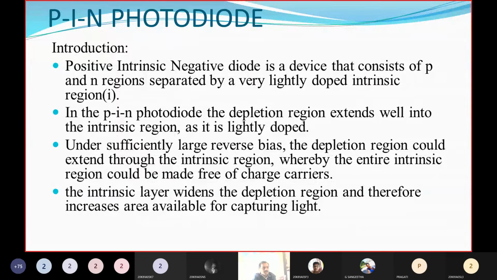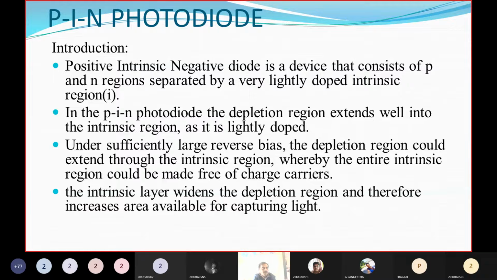If you connect in forward bias, what happens? Already in forward bias there is a large amount of current. Here photons are incident and some carriers are generated, but the current due to the generated carriers will be very small compared to the majority charge carriers in forward bias. That's why we cannot observe that variation of current. Understood? In forward bias, the diode current is already very high, in amperes or milliamperes.